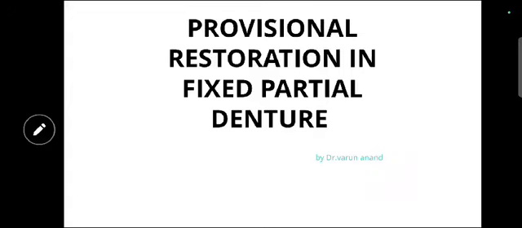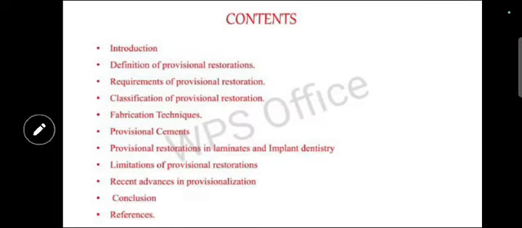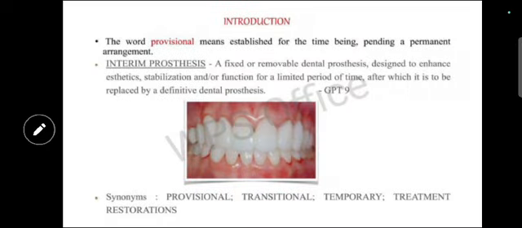Everyone. Today I'm going to discuss a topic about provisional restoration in fixed partial dentures. These are the contents: definition, requirements, classifications, applications.